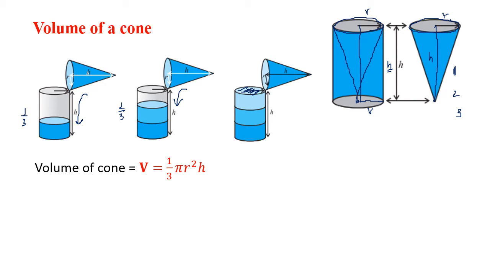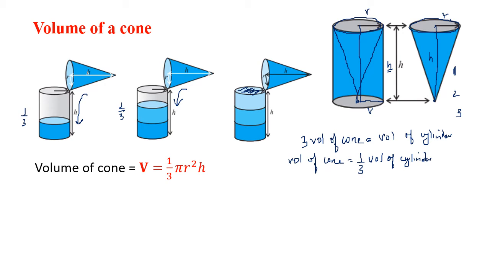So it shows us what? 3 times the volume of the cone equals the volume of the cylinder. If you rearrange, the volume of the cone is 1 upon 3 times the volume of the cylinder, provided the height and the radius of the cylinder are the same as those of the cone. The volume of the cone is 1/3 pi r square h, because pi r square h is the volume of the cylinder, so one third the volume of the cylinder is the volume of the cone.